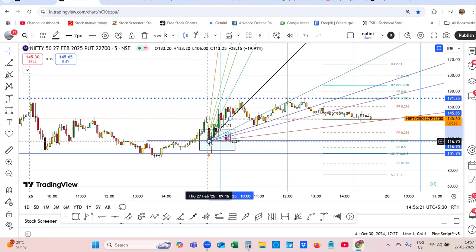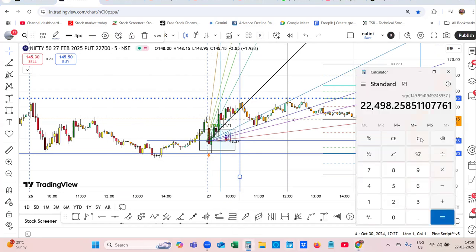So if you would have taken the put option by seeing this 116 by around 10:20, you could have made 170 rupees. 117 to 170: 170 minus 117 is equal to 53 points. You could have pocketed and multiplied by 75 is equal to, you could have got 3,975 in the first hour of trade.